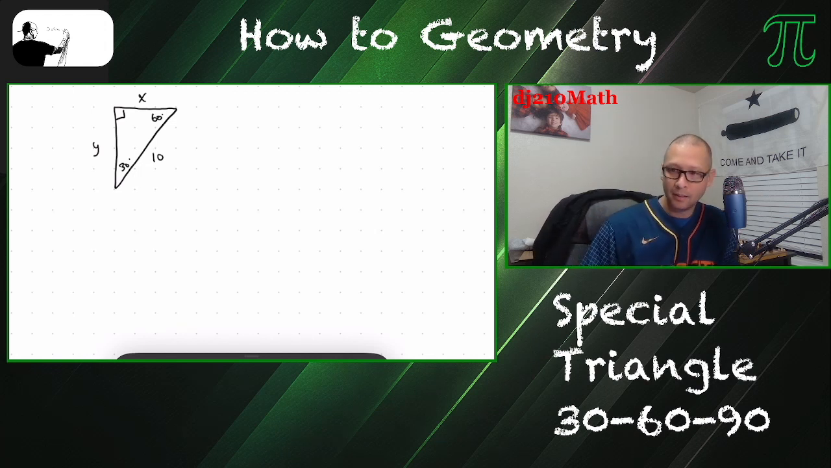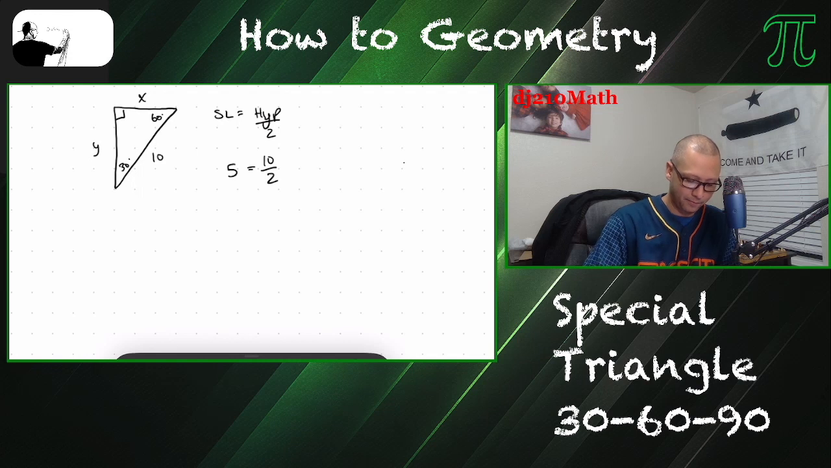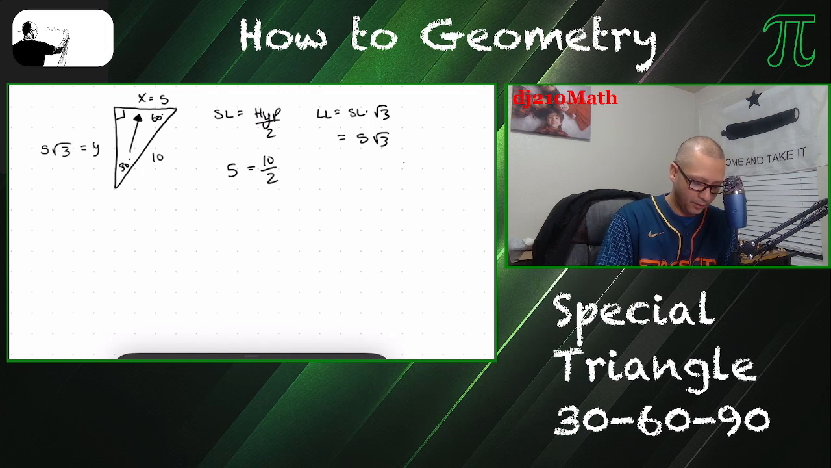Okay, we're given another hypotenuse. So short leg is equal to hypotenuse divided by 2. So 10 divided by 2, short leg is going to be 5. So in this case, across from the small angle, which is x, the short side, is 5. The long leg is going to be short leg times root 3. Here we have 5 root 3. So y is equal to 5 root 3.